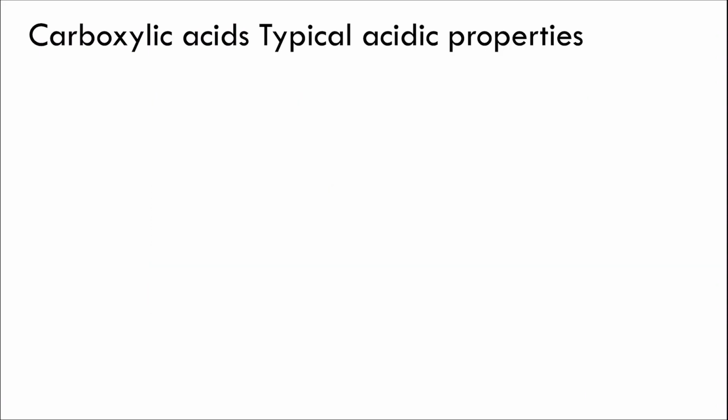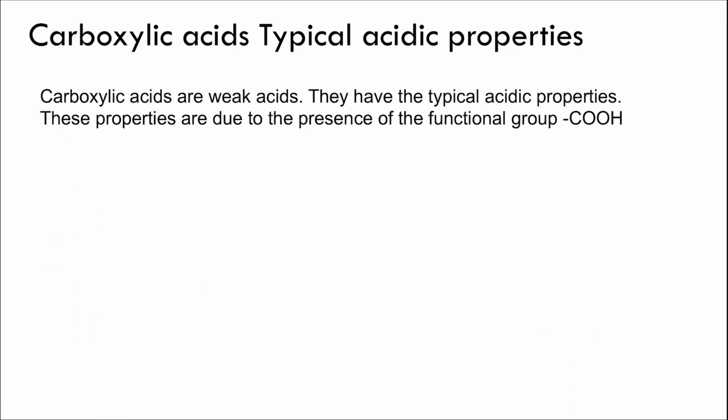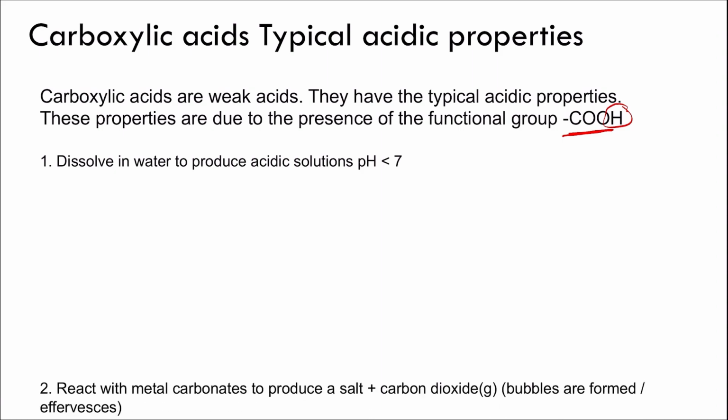Carboxylic acids are typical acids. They have typical acidic properties. So they are weak acids and they have typical acid properties due to the presence of the carboxylic acid group, which is COOH, because the hydrogen here is acidic hydrogen. So they dissolve in water to produce acidic solution with pH less than 7.